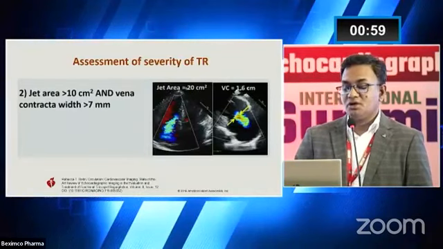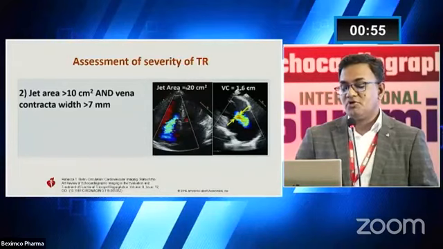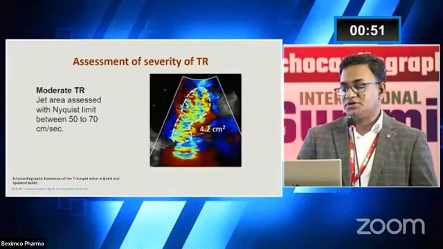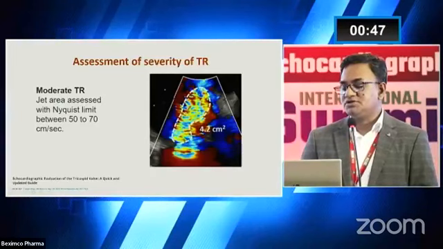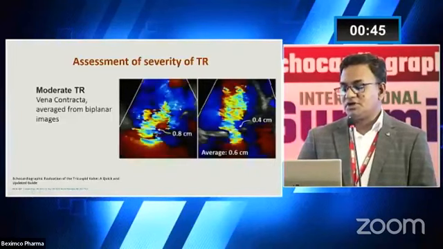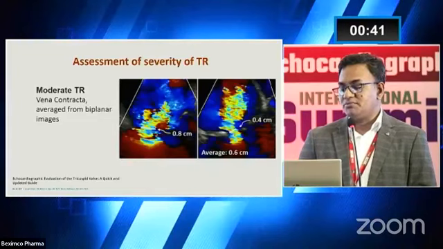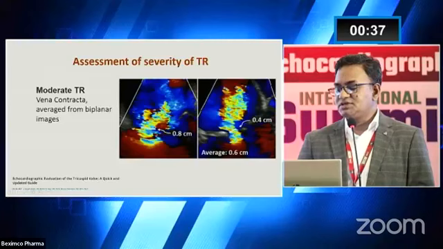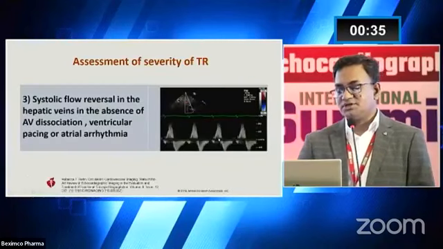Jet area, we can calculate the jet area; if it is more than 10 centimeter square, and vena contracta width if more than 7 millimeter, this should be considered as severe tricuspid regurgitation. In this picture, the jet area is 4.2 centimeter square. That is not severe, it is moderate tricuspid regurgitation. And also the vena contracta width, but we have to take biplane and then average it. If it is less than 7, it is moderate tricuspid regurgitation.